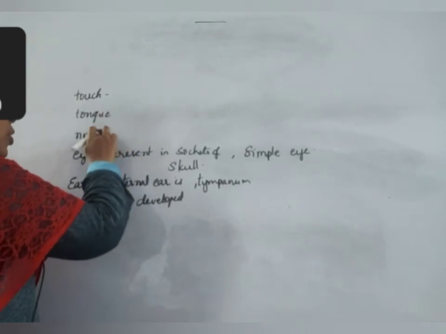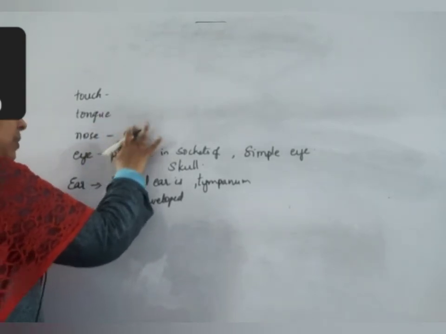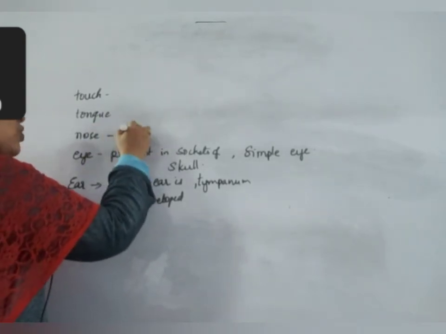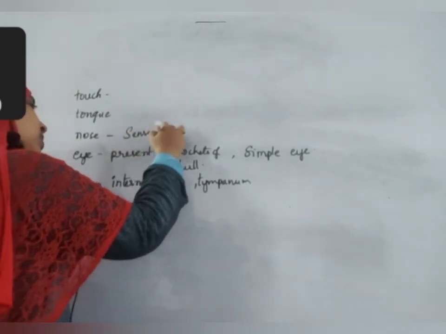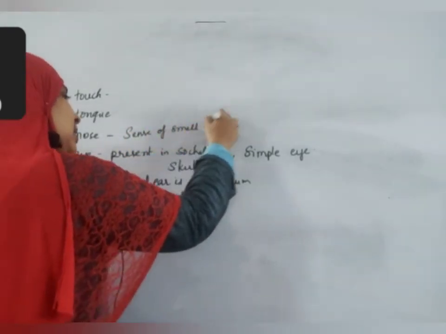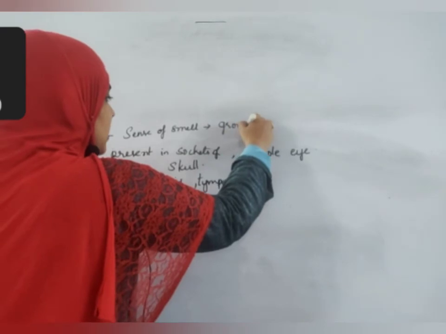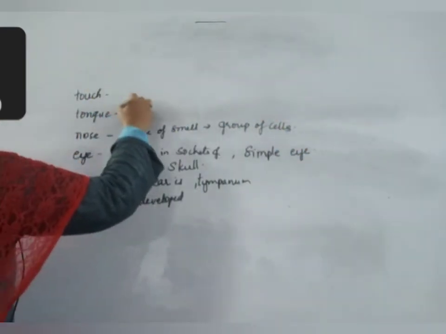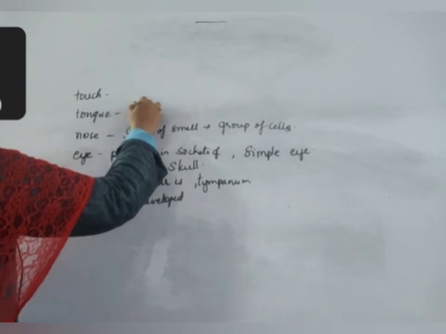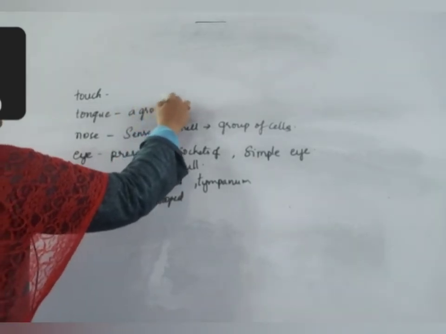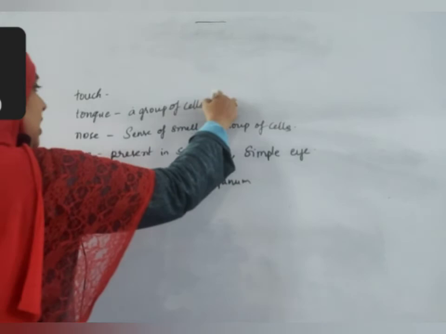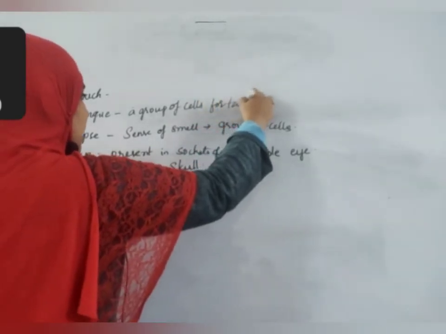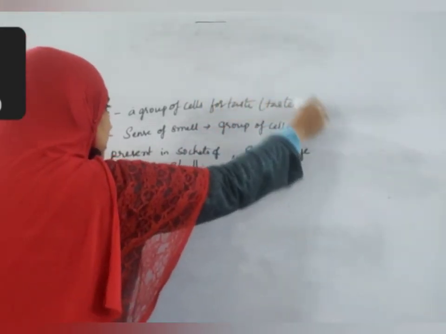Nose is just a group of cells. That means the sense of smell is recognized by a group of cells, that's all, cells that are present inside the nose. Tongue also has a group of cells for taste. They are called taste papillae.